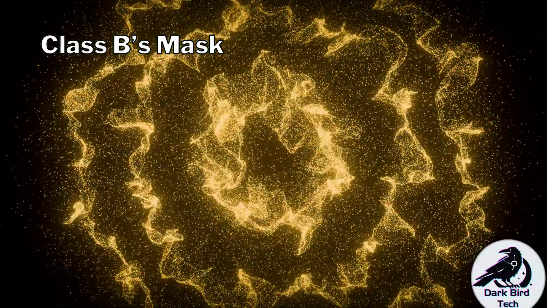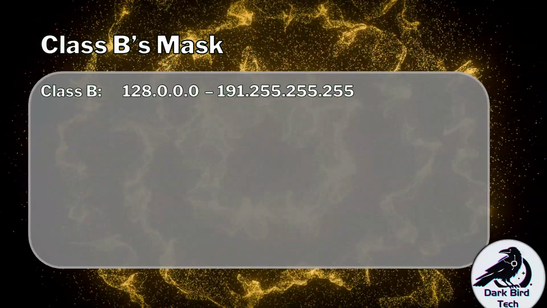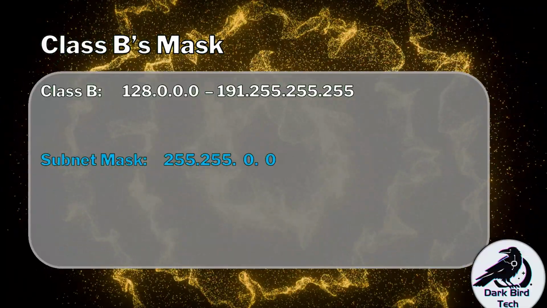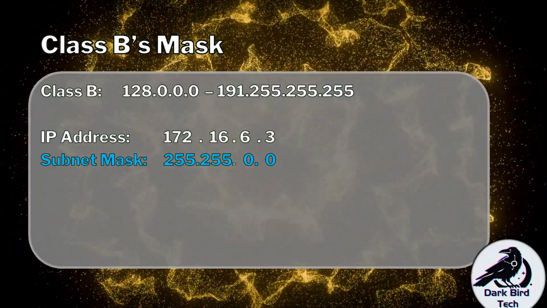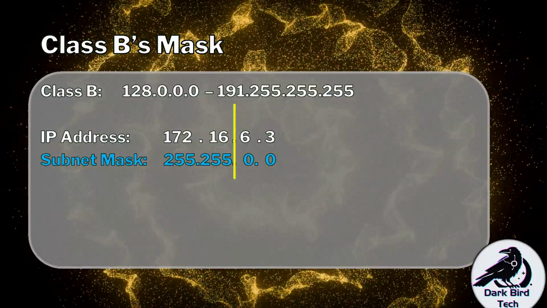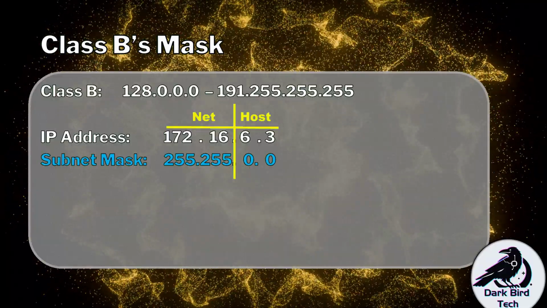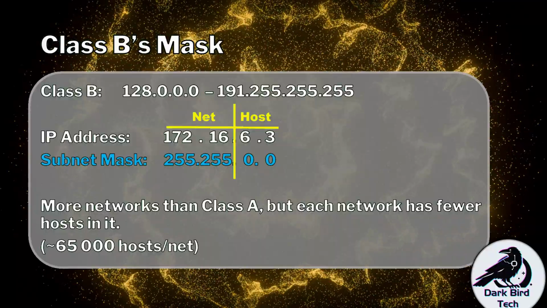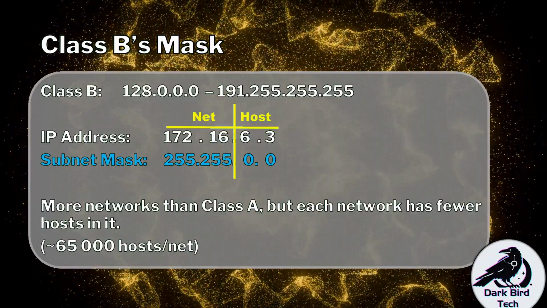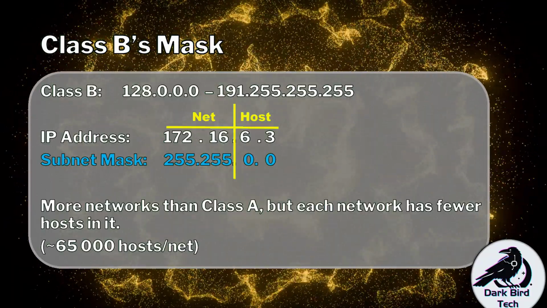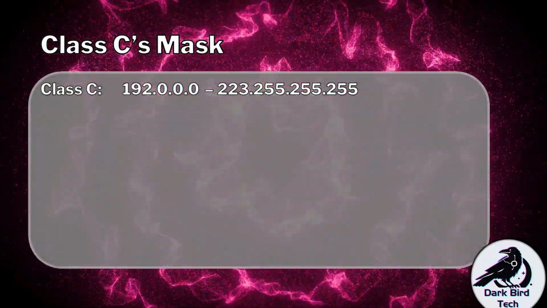Then we have our Class B subnet mask. Class B, remember, is from 128 to 191. And the Class B subnet mask reads as 255.255.0.0. If we were to put an IP address above that, like 172.168.63, and imagine a line after the last 255, everything to the left of that line is the network address, and everything to the right of the line is the host address. This means that we have more networks in Class B than we do in Class A, but each of these networks has fewer hosts in them. You're looking at around 65,000 hosts per network. 65,534 to be exact.